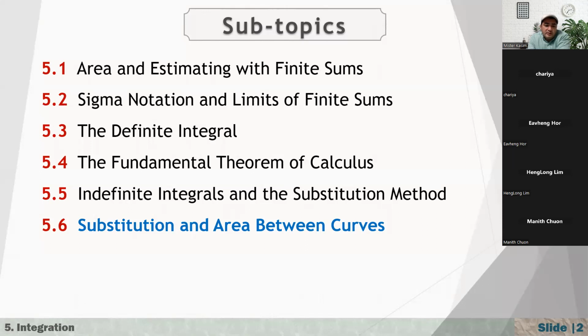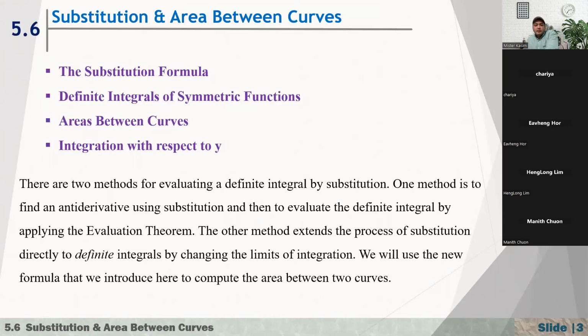So now we are going to use the substitution method we have just learned to find the area between curves, or to find the area for definite integrals. There are two methods for evaluating definite integrals by substitution. One method is to find an antiderivative using substitution and then evaluate the definite integral by applying the evaluation theorem. The other method extends the process of substitution directly to definite integrals by changing the limits of integration.